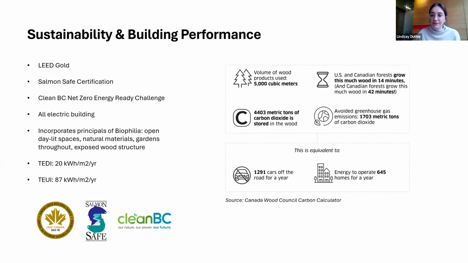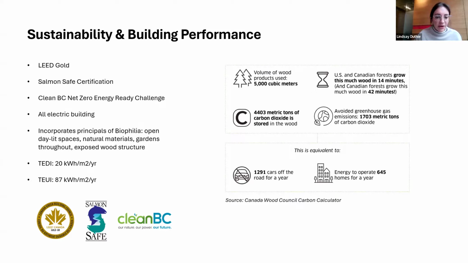We are on track for LEED Gold. We have Salmon Safe certification. In case you're not aware of that, this is a little bit more prevalent on the West Coast, but this is a certification that recognizes land management practices that better protect the downstream water quality off of sites, which then in turn protect our Pacific fish and salmon habitats.